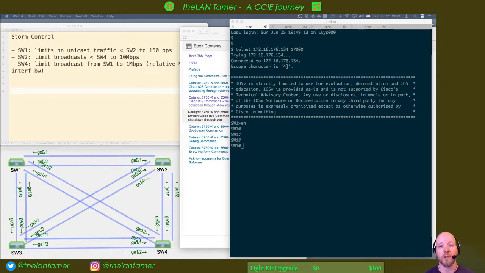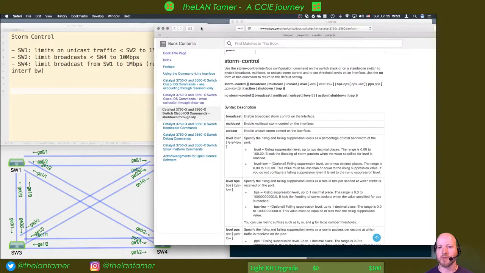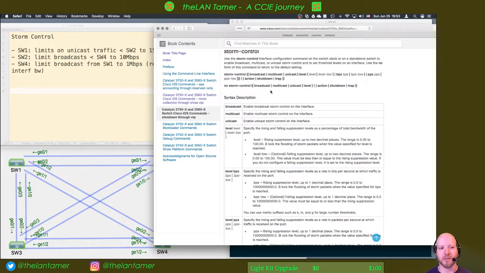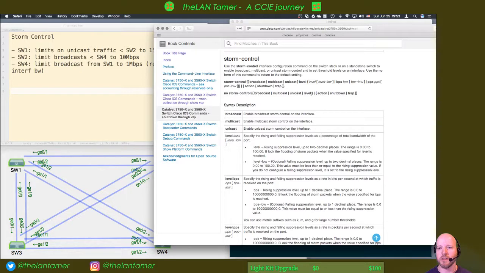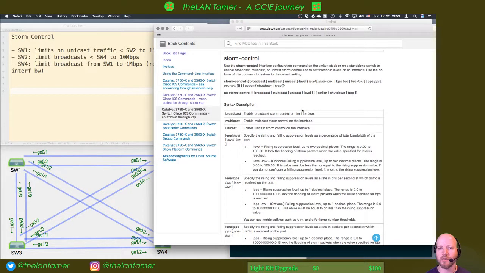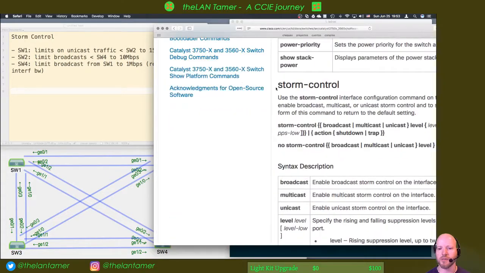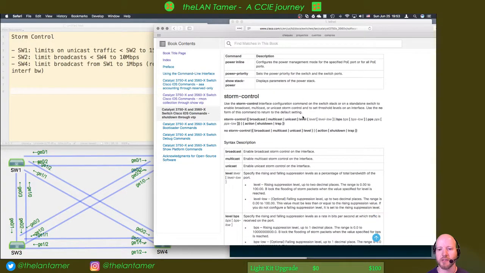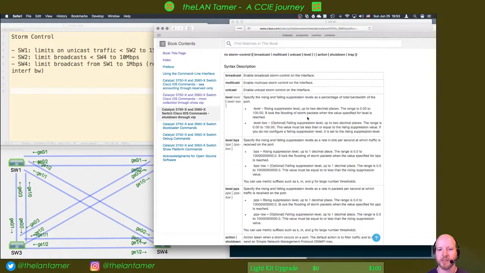This is Storm Control, which I don't know if I've ever done in a lab. Maybe I did for CCNP Switch, I don't remember. It's been a while. I doubt I did, but I had to do a little reading up on this. Looking through what my options are, since I have not configured this, maybe not ever, I definitely want to look up the commands we need to use, so we can limit. It looks like broadcast, multicast, or unicast, different levels. Reading the syntax.